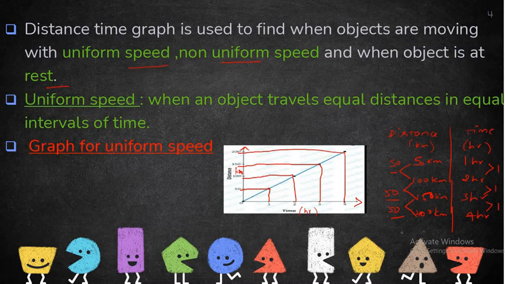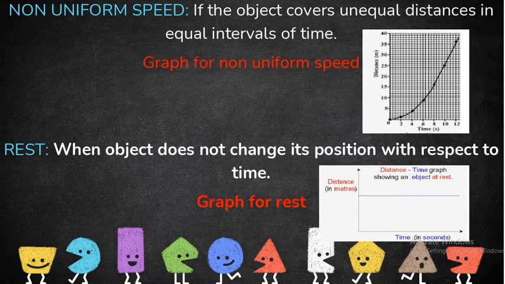Next, for non-uniform speed, we need to know how we will get the graph. See, for non-uniform speed, if the object covers unequal distances in equal intervals of time, I will call that object said to be at non-uniform speed. And the graph for that non-uniform speed will be like this. It will be a curve which is passing through the origin.